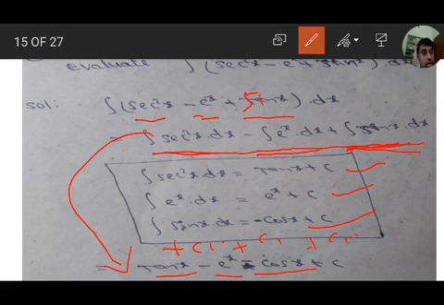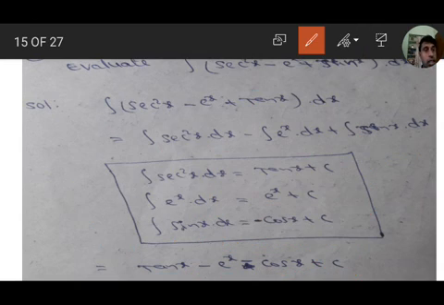This total c1, c2, c3, that is c1 plus c2 plus c3, are constants. We write only one c. No need to write all three c's, no need to write c1 plus c2 plus c3. We get only a single c. A constant is enough. That is, sec square integration is tan x.